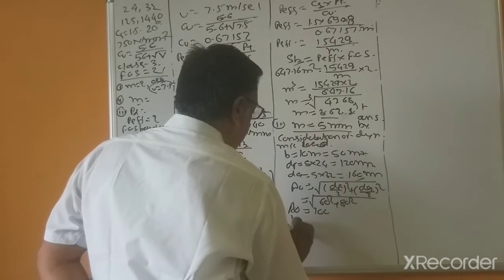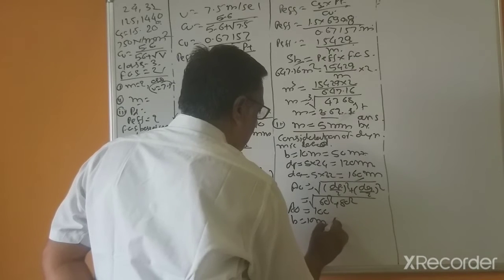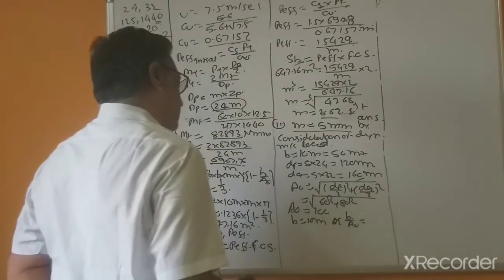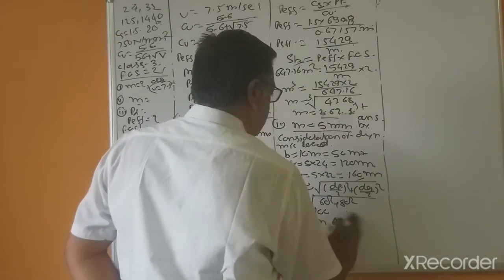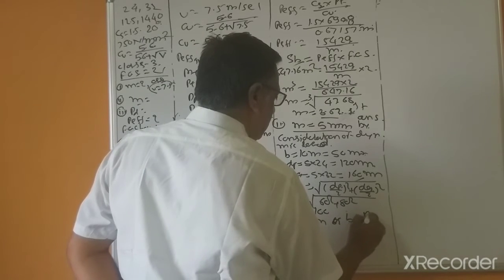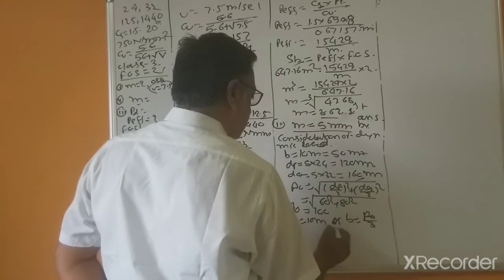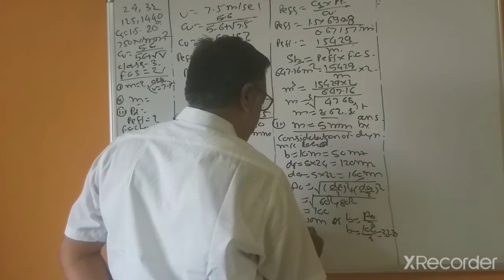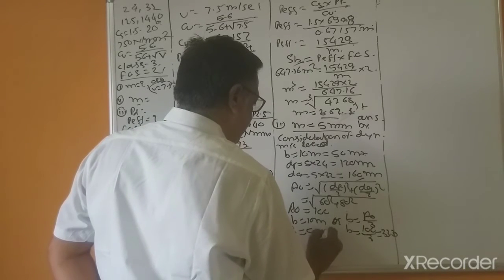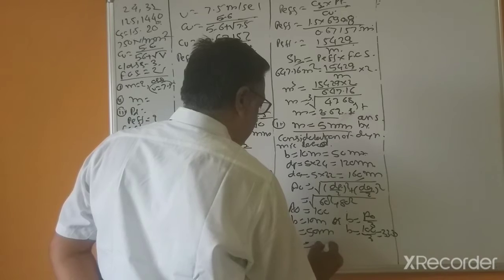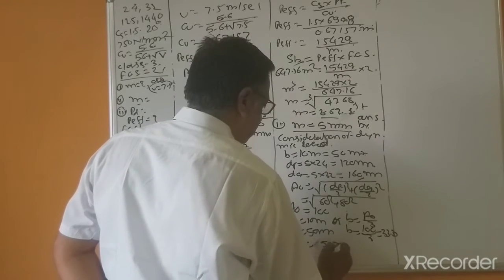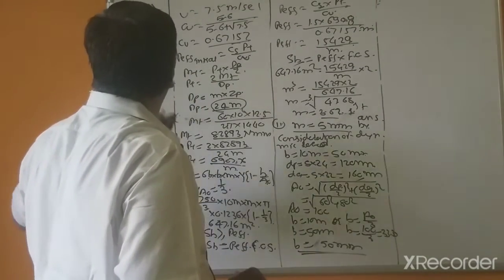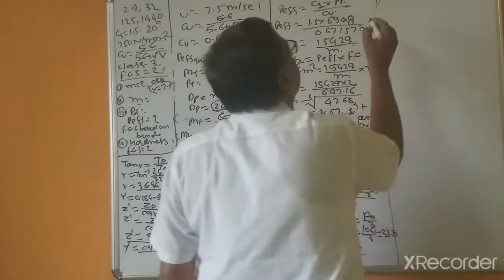Now b equal to 10 m, or b divided by A0 equal to 1/3, or b equal to A0 by 3. So which is smaller? b equal to 100 divided by 3. So this is 33.33 and b equal to 50 mm. So b equal to 50 mm. So this is your second answer. Now third, dynamic load.